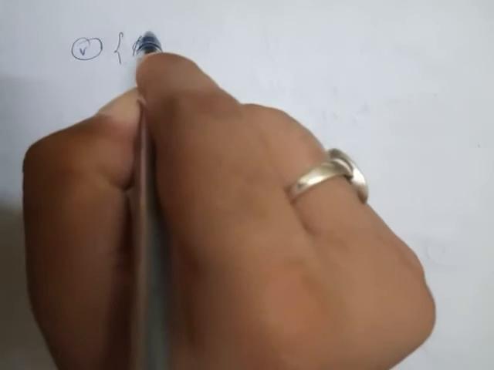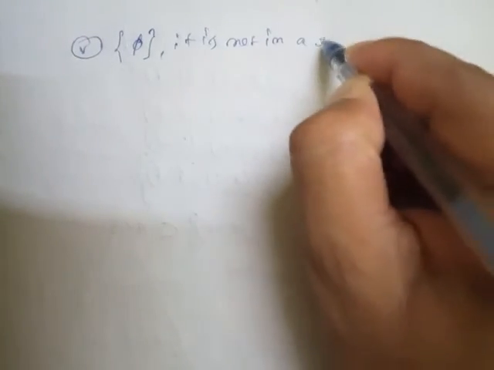Now look student, next one is number 5. Number 5 is phi. Now look student, phi means empty set. If the set is empty, it does not belong to that A product B, because A and B have some elements, and obviously A product B also has some elements, but there is phi. Phi indicates that there is no element. If there is no element, it is not in a relation. So directly I will write here, it is not in a relation. Directly we can write this one.